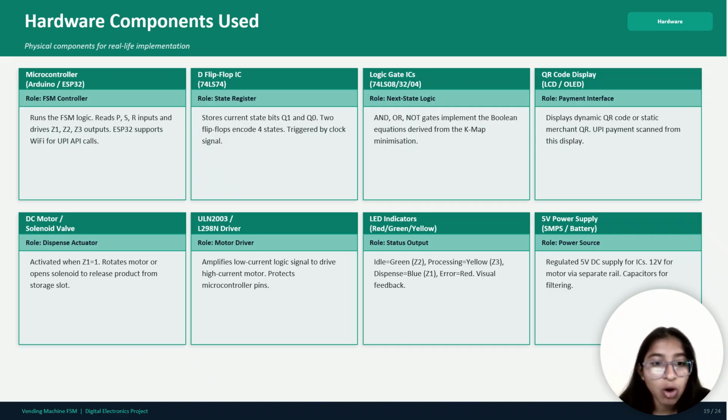the DC motor and solenoid valves, which activate by Z1 equals 1 to physically release the product. Motor driver ICs, then we use LED indicators, red, green, yellow for status output. Then we use 5-volt power supplies, SMPS or battery, used as a power source.